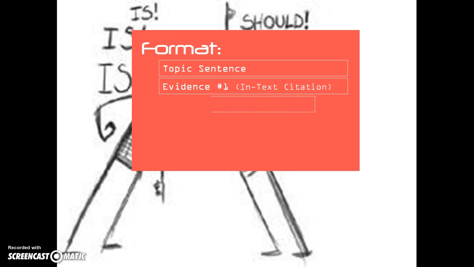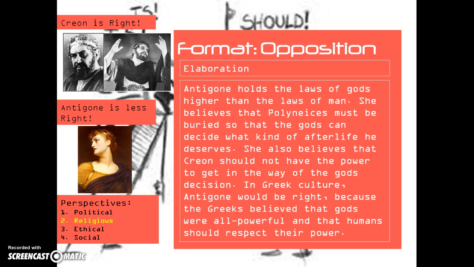Once you have your evidence, next comes the elaboration, where you explain how your evidence proves your point. So now, my point is that Antigone is less right than Creon. So in my elaboration, I'm going to explain how Antigone was kind of right in the quote she just had. But later on, I'm going to show why Creon is more right. So in my elaboration, I explain Antigone holds the laws of gods higher than the laws of men. She believes that Polynices must be buried so that the gods can decide what kind of afterlife he deserves. She also believes that Creon should not have the power to get in the way of the gods' decisions. In Greek culture, Antigone would be right, because the Greeks believed that gods were all-powerful and that humans should respect their power. So here, I explain step by step why Antigone is sort of right.